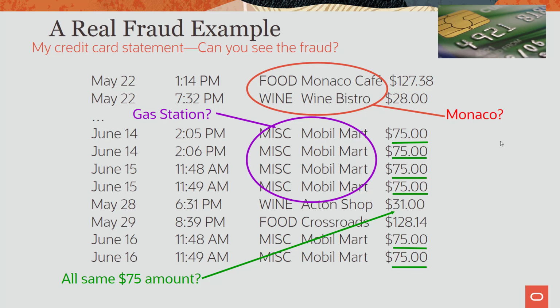And if you've picked up on the date and timestamp by now, they're all in pairs one minute apart: 2:05, 2:06, 11:48, 11:49, and so on. That's a little unusual too.